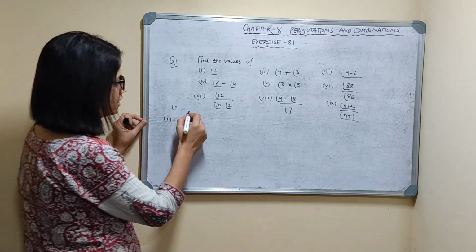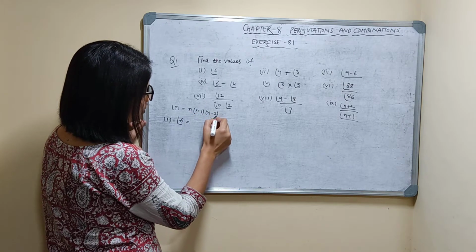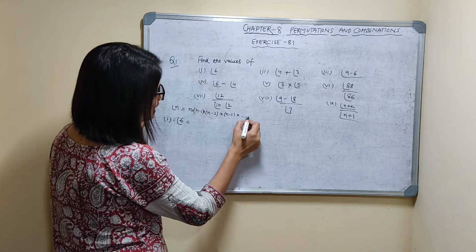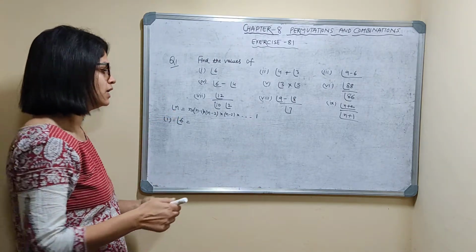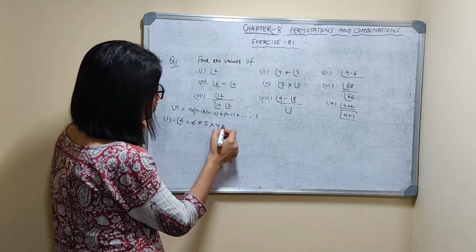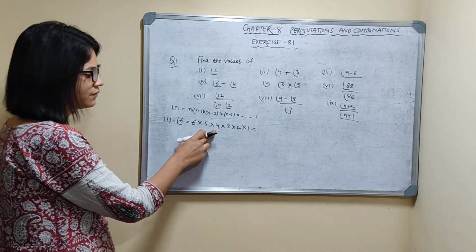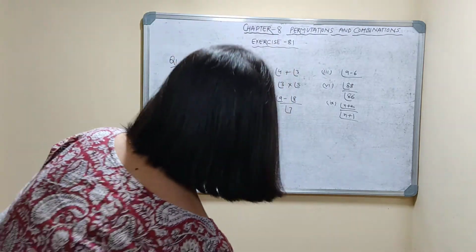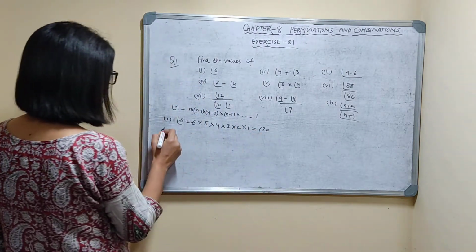What is the formula? n into n minus 1 into n minus 2 into n minus 3 and so on till 1. This is the formula of factorial n. The same I can write for 6: 6 into 5 into 4 into 3 into 2 into 1. Answer will be what? 6 5s are 30, 30 4s are 120, 120 into 3 is 360, 360 into 2 is 720. Answer is 720.